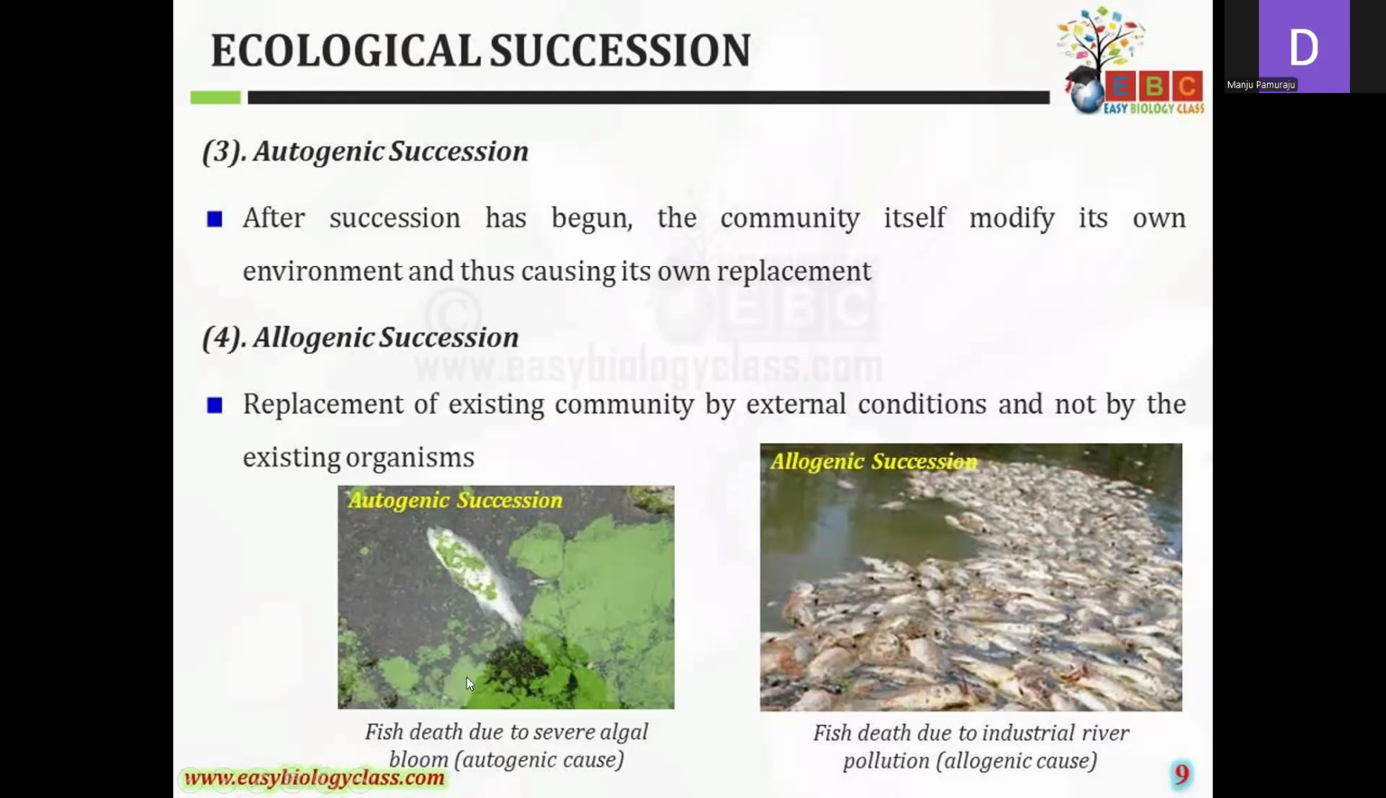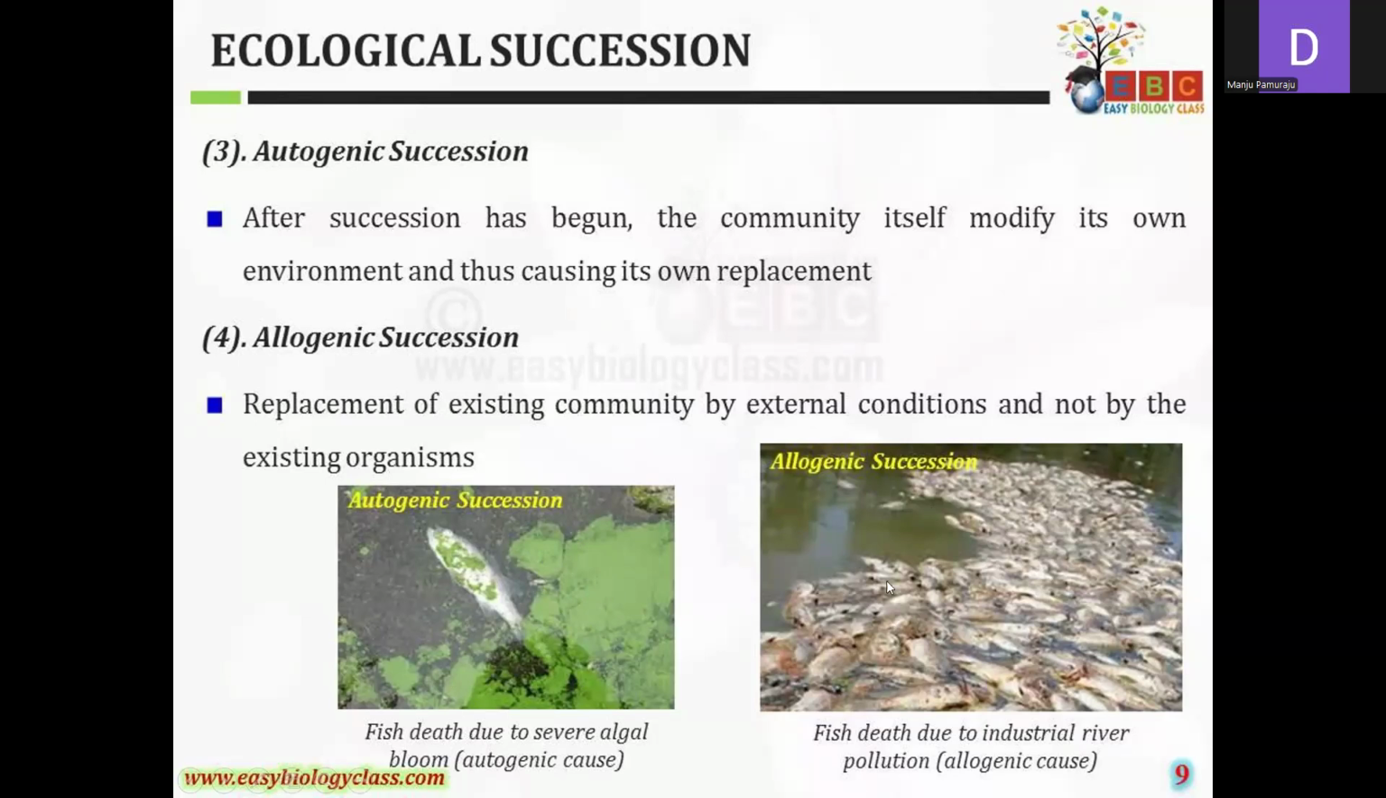Autogenic succession is due to the organisms themselves. For example, fish death due to a severe algal bloom. That is autogenic, due to growth of the algal blooms present in the same area, due to which the environment is not suitable for fish. Whereas fish death due to industrial river pollution is allogenic. Fish death due to algal blooms is due to organisms present inside this area only, the same community, so it is called autogenic.